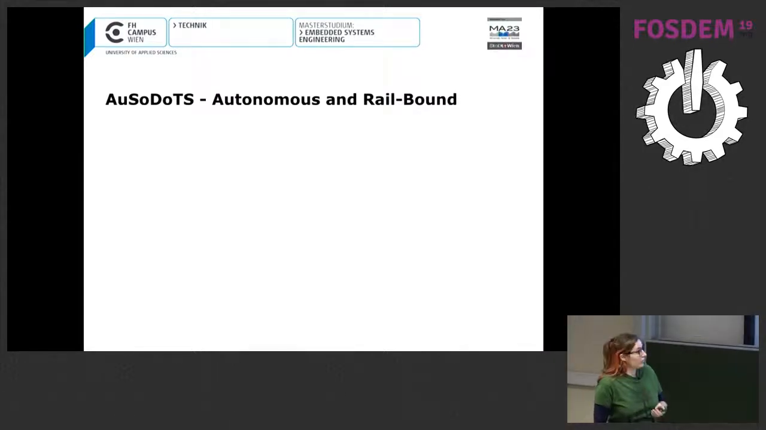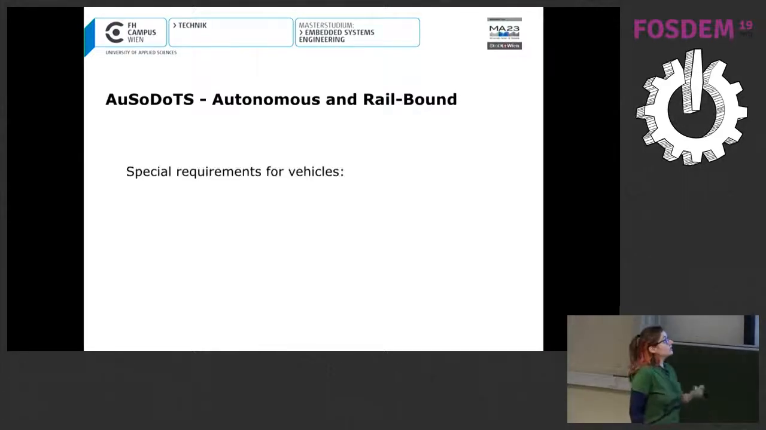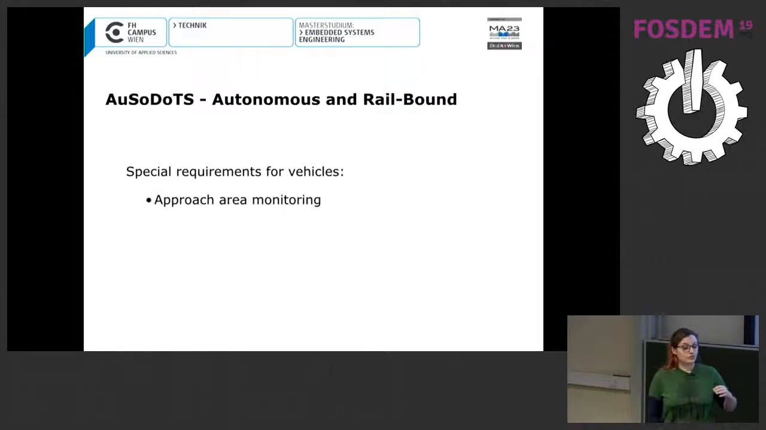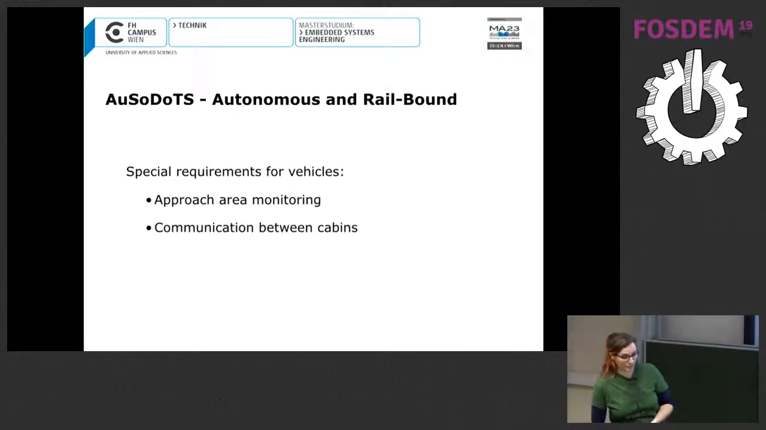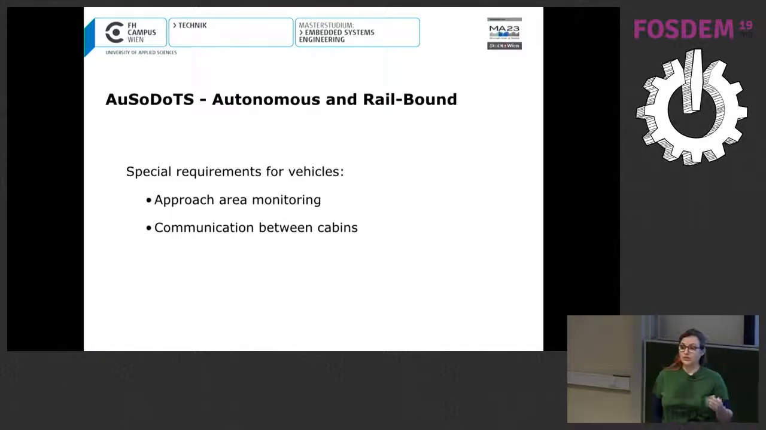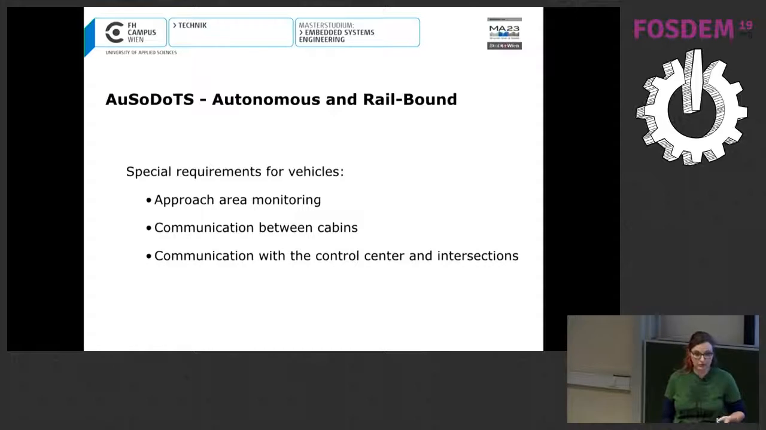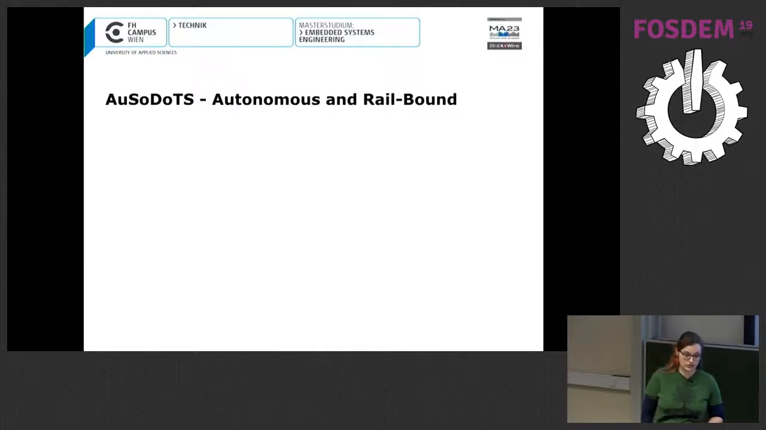So autonomous and rail-bound, there are special requirements for different things. For the vehicles, it means they have to monitor the approaching area, because if there is something on the track, it's not good that the train is continuing its drive. There must be communication between the cabins. There must be communication with the control center and the intersections.